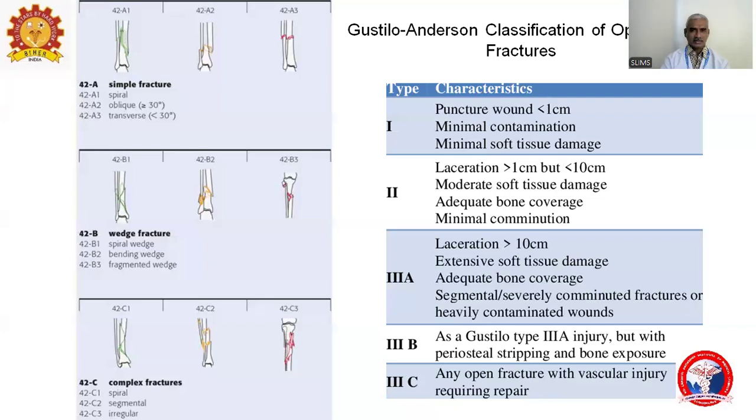Coming to this, this is for the open wounds. For the distal tibia, it is the AO classification. 42 is the number for the tibia. 42A is a simple fracture, 42B is a wedge fracture, 42C is a complex fracture. 42A is divided into A1, A2, A3, and likewise B1, B2, B3, C1, C2, C3. A1 is a spiral fracture, A2 is an oblique fracture, and A3 is transverse. When it comes to wedge: spiral wedge, bending wedge, and fragmented wedge. Coming to complex, C1, C2, C3: spiral, segmental, irregular.